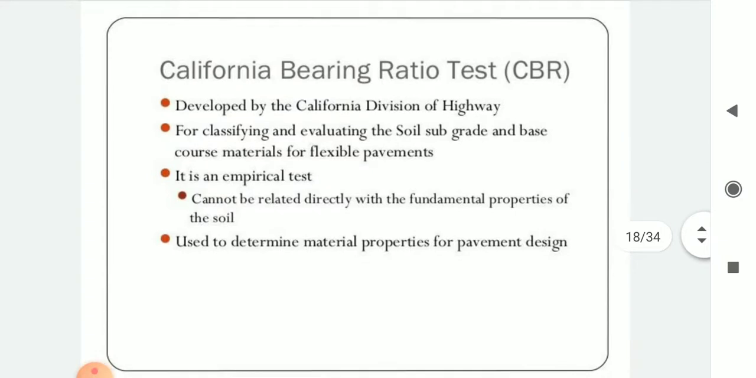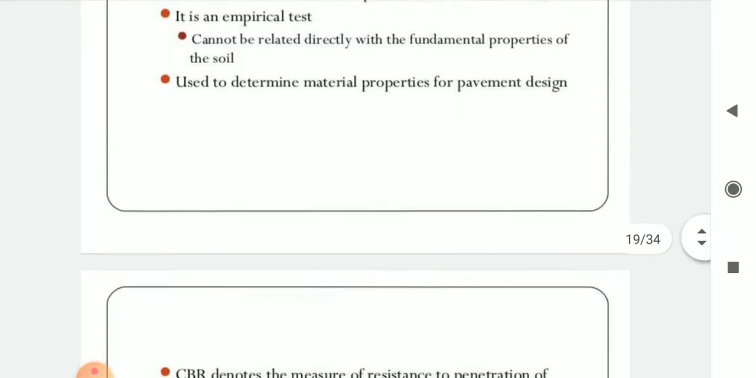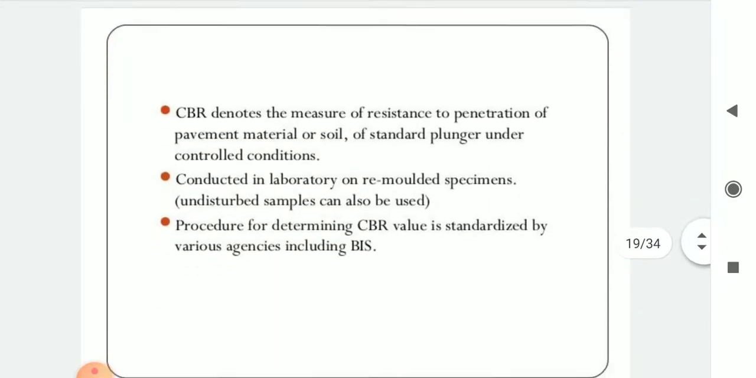Then the CBR test. CBR is nothing but the California Bearing Ratio test, which was developed by the California Division of Highways for classifying and evaluating soil subgrade and base course materials for flexible pavements. It is an empirical test and cannot be related directly with the fundamental properties of the soils. It is also used to determine material properties for pavement design. This is all about the California Bearing Ratio.